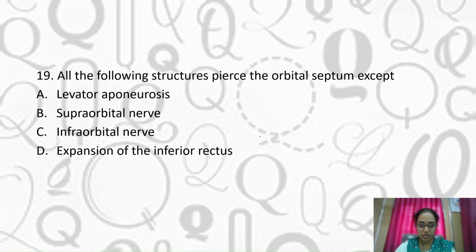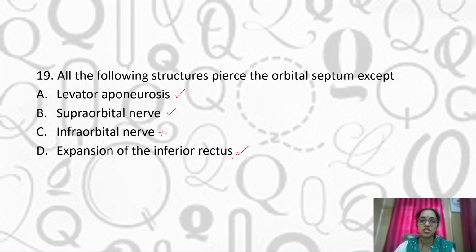Let's take a question now. All of the following structures pierce the orbital septum except levator aponeurosis. Yes, it does. Supraorbital nerve, we just discussed this. Yes. Infraorbital nerve, no. Infraorbital nerve comes out through the orbit through the infraorbital foramina. Okay. And the expansion of the inferior rectus, yes.